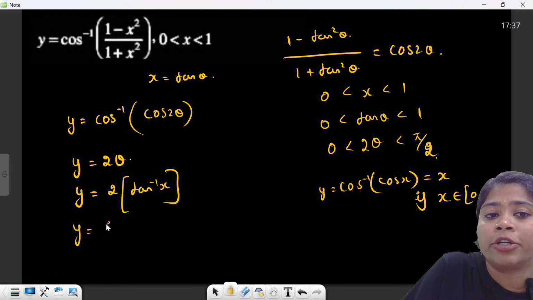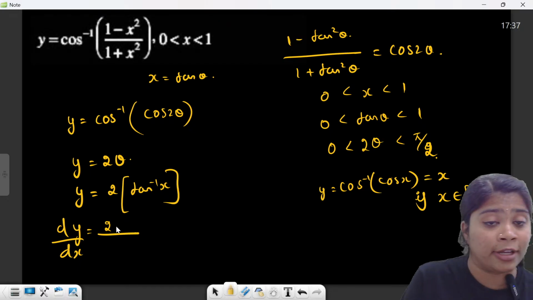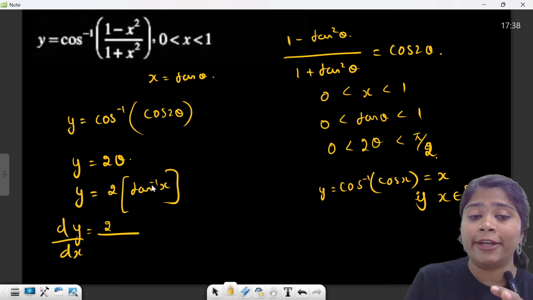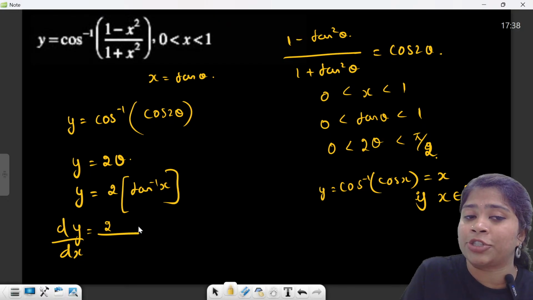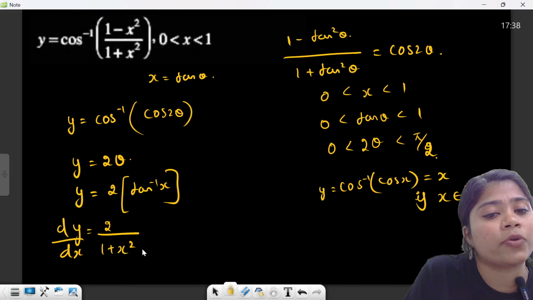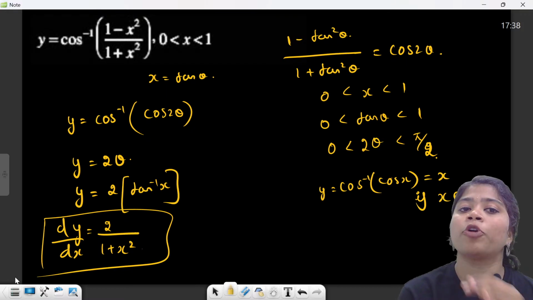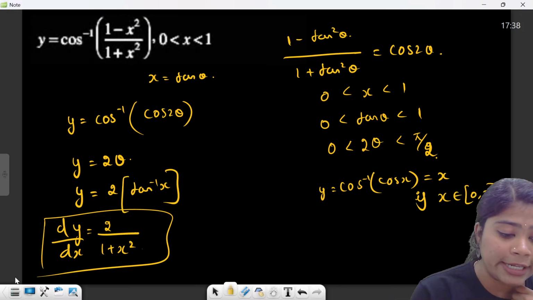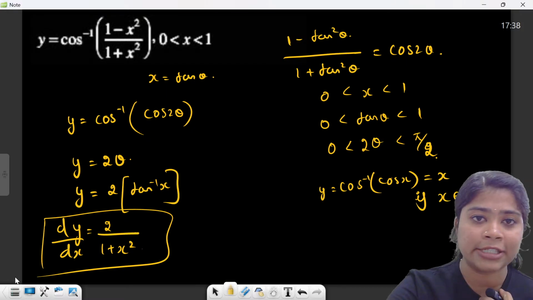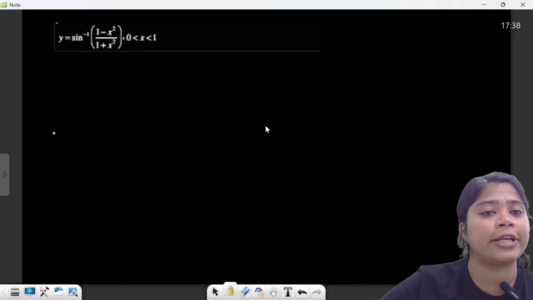We are actually finding dy by dx. So 2 into tan inverse of x, differentiation is 2 divided by 1 plus x square. This will be the answer for the question. I hope you guys understood, right? So let's move on to the next question.